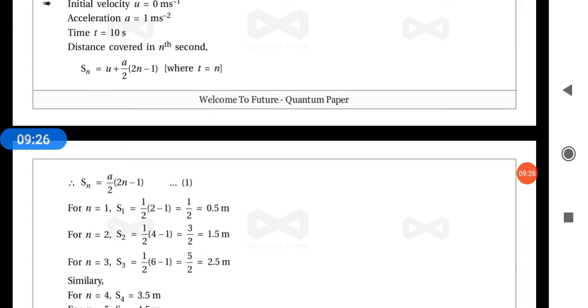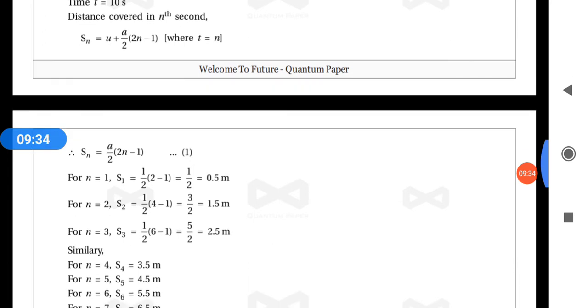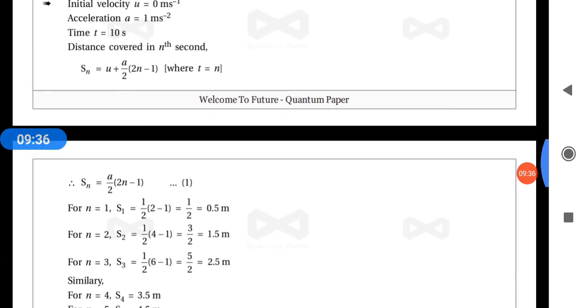So we get that Sn is equal to u plus a by 2 times (2n minus 1). Where t is equal to n, so Sn is equal to a by 2 times (2n minus 1).